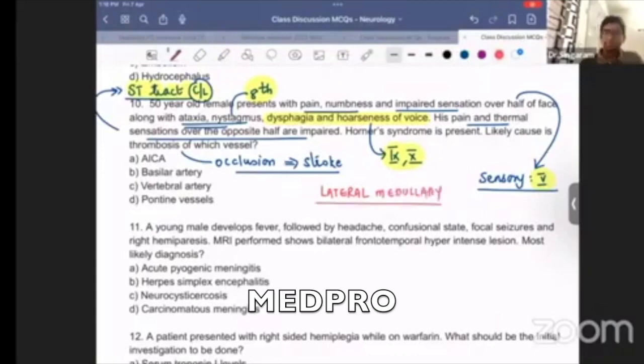And now the question is very simple. Lateral medullary syndrome is due to thrombosis of which blood vessel or occlusion of which blood vessel? Very, very simple. What is that? Very good. Among the given options, I will choose vertebral artery.